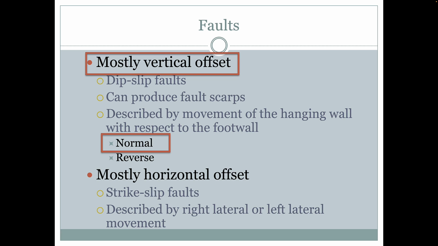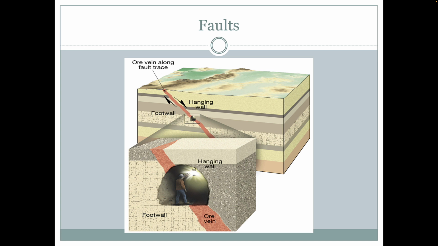And the way that we describe the offset on these faults is we talk about two different sides of the fault. One is called the hanging wall, and the other is called the foot wall. So let's start out by talking about what we mean by it. First of all, hanging wall and foot wall, and then we'll describe what a normal fault is. So with faults, we have a hanging wall and a foot wall.